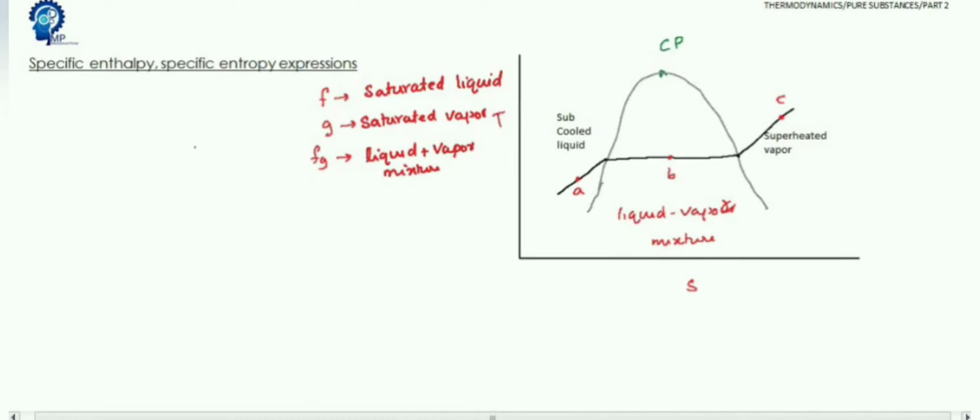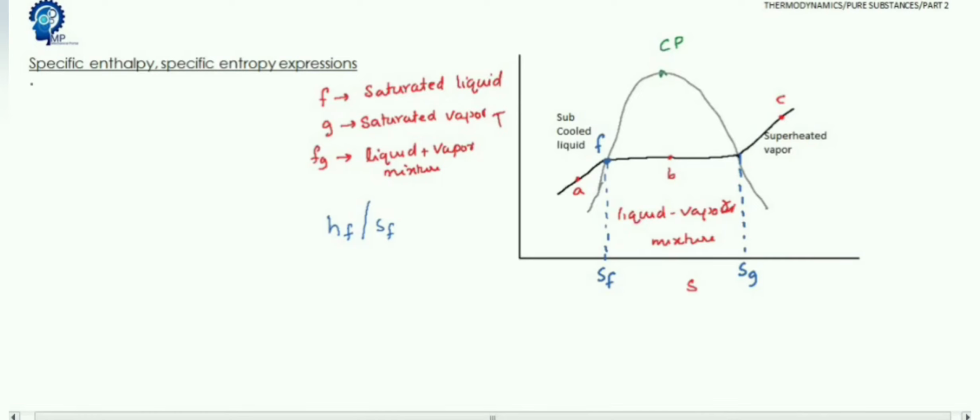That is, if I say HF or SF, this is the enthalpy or entropy at a point F, that is on the saturated liquid line. Okay, this is SF. Similarly, this is SG. SG is the entropy on the saturated vapor line, that is the entropy of saturated vapor.